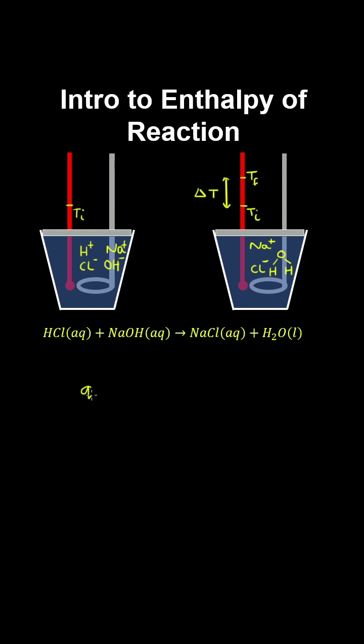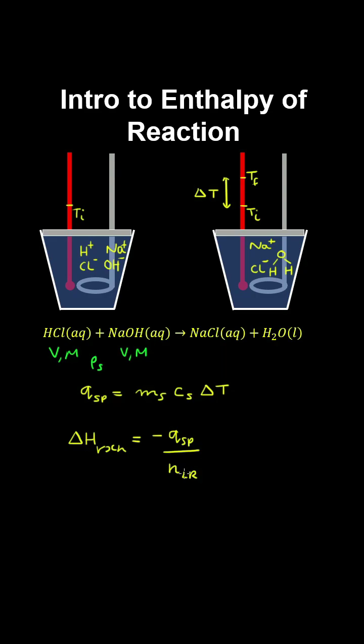So the heat absorbed by the solution at constant pressure is equal to the mass of the solution, and for this type of problem you'd be given the volume and molarity of each solution and also the density of the solution to work out the mass, and you multiply by the specific heat of the solution and the change in temperature. And therefore the enthalpy of the reaction is equal to the negative of the heat absorbed by the solution over the number of moles of the limiting reactant.